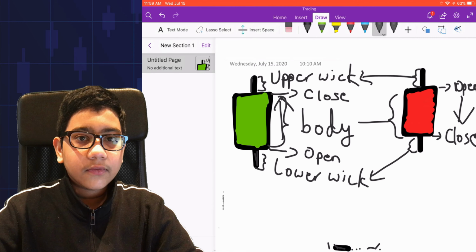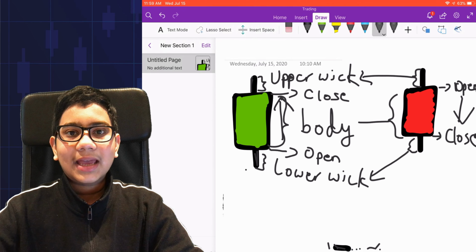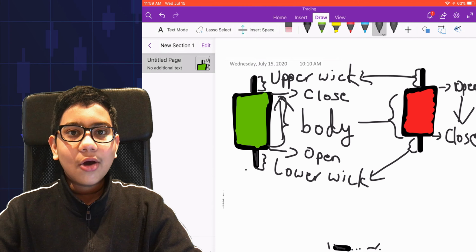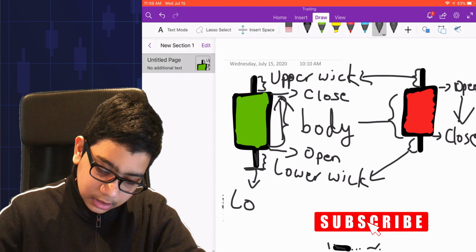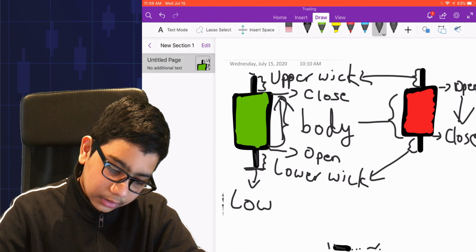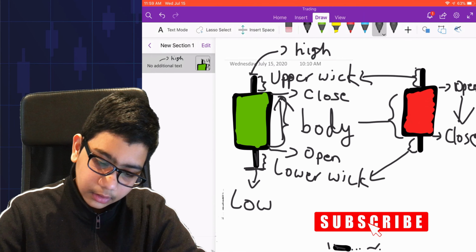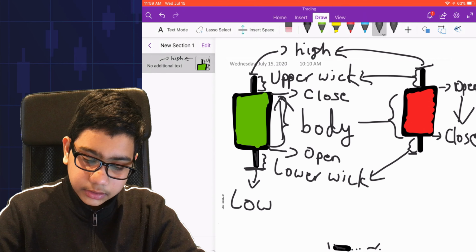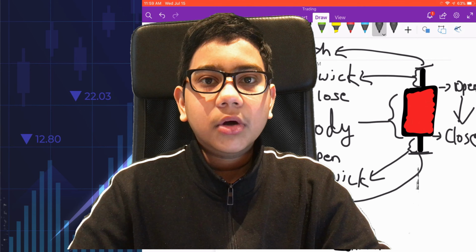Now the stuff called the high and the low of the candle. So the high is the highest price the candle has experienced, and the low is the lowest price the candle has experienced. So this is the low, and this is the high. And it's the same for a bearish candle. So this is the high, and this is the low. Now let's move on to the candlestick patterns that we're supposed to talk about in this video.